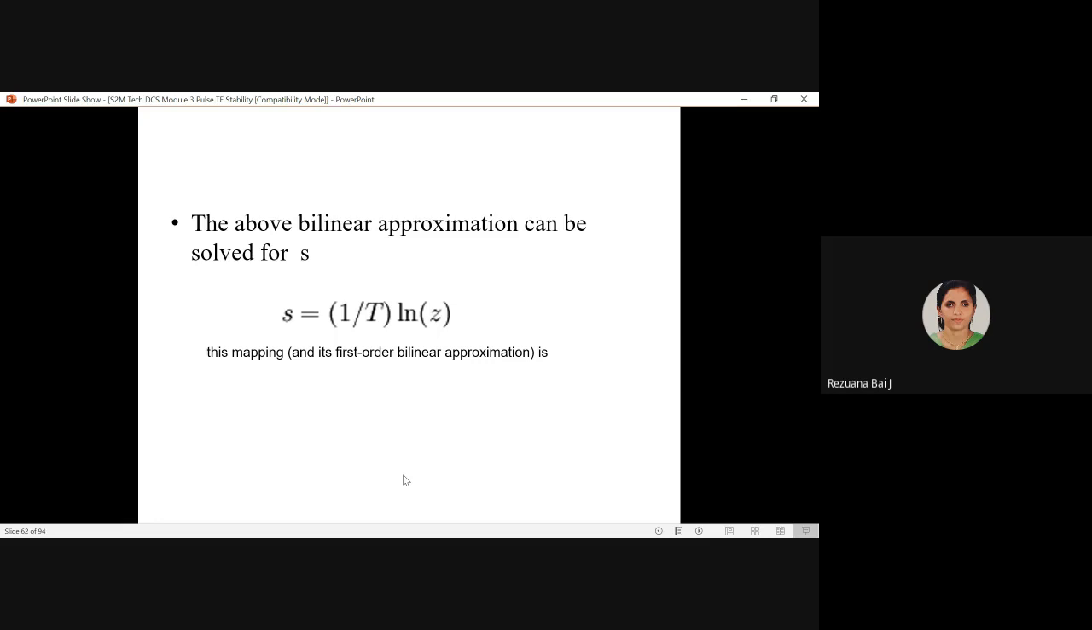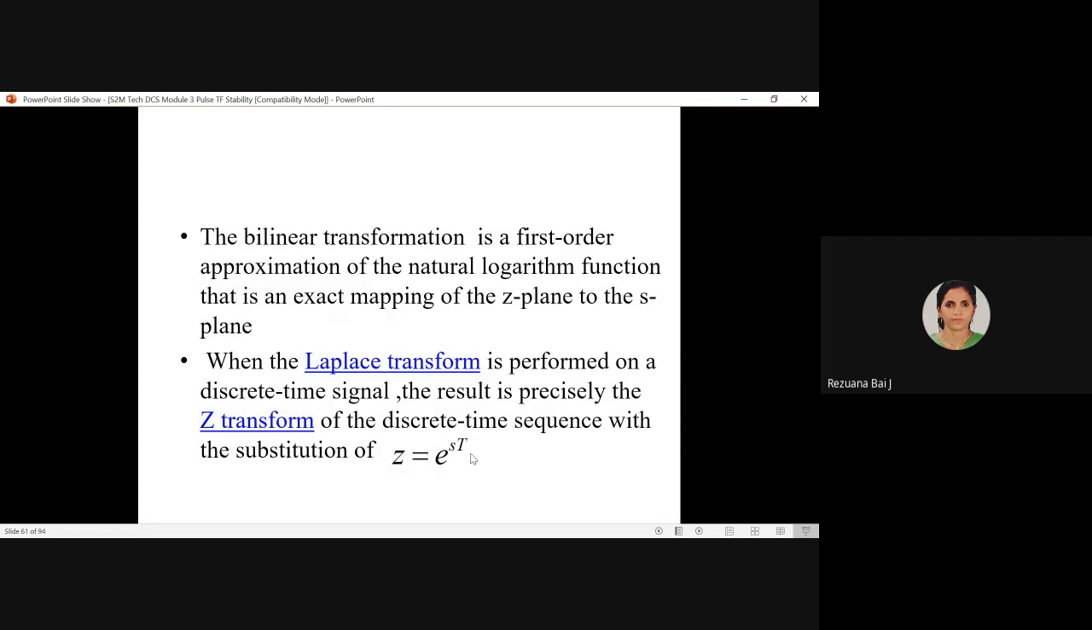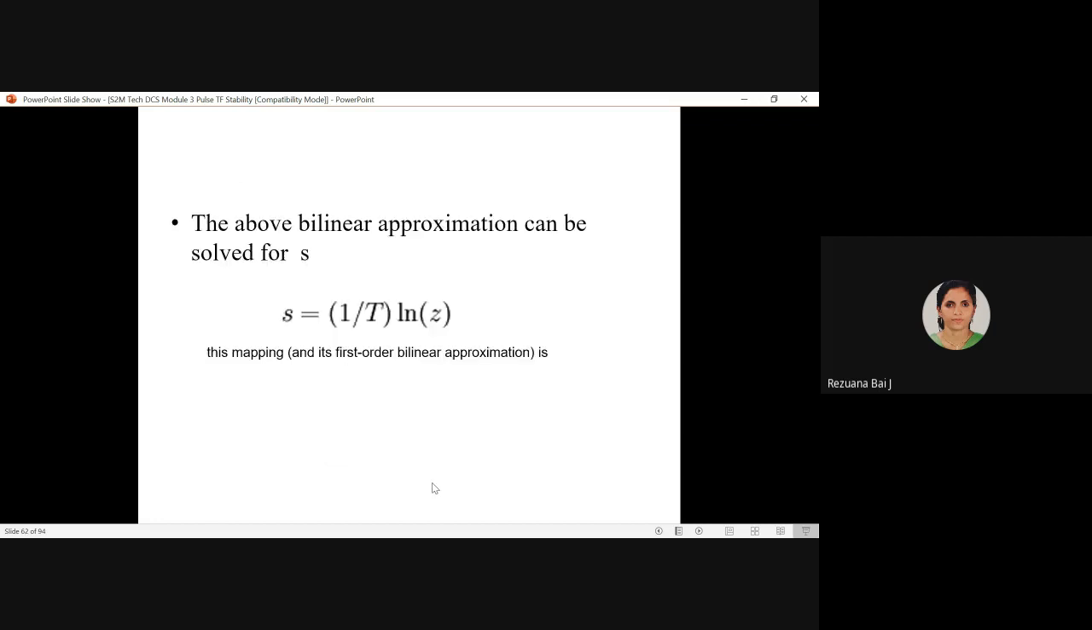So this bilinear approximation is solved, as I said. We have z = e^(sT). Take ln of z, which eliminates the exponential on the right hand side, so ln z = sT. And what is s? s = (1/T) ln z, where T is the sampling period. So this is actually (1/T) ln z.